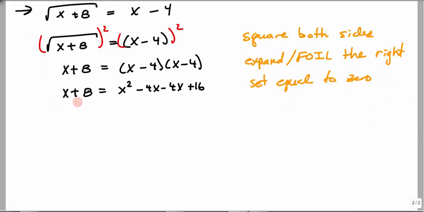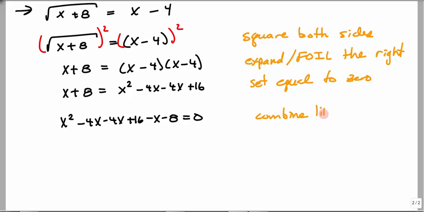Okay, so I'm going to move the x and move the 8 across, and I'll have x squared minus 4x minus 4x plus 16 minus x minus 8 equals 0. So I just move this by subtracting x and subtracting 8, and then we will go ahead and combine like terms.